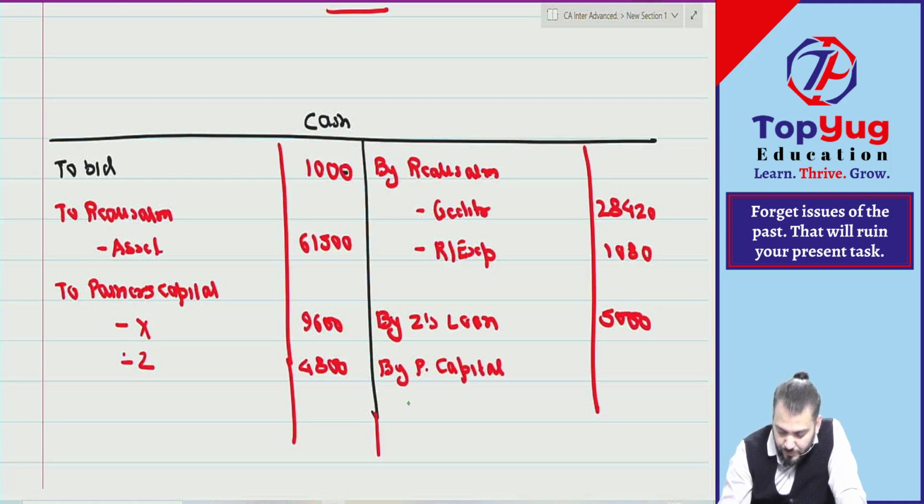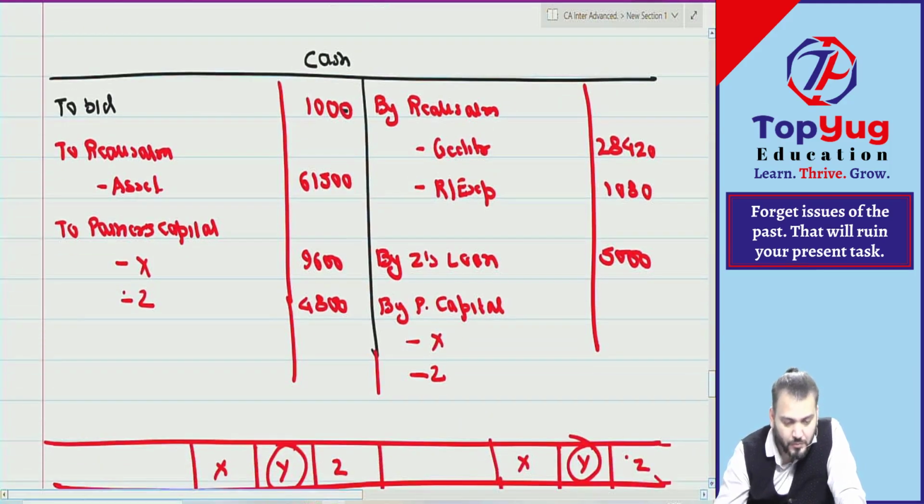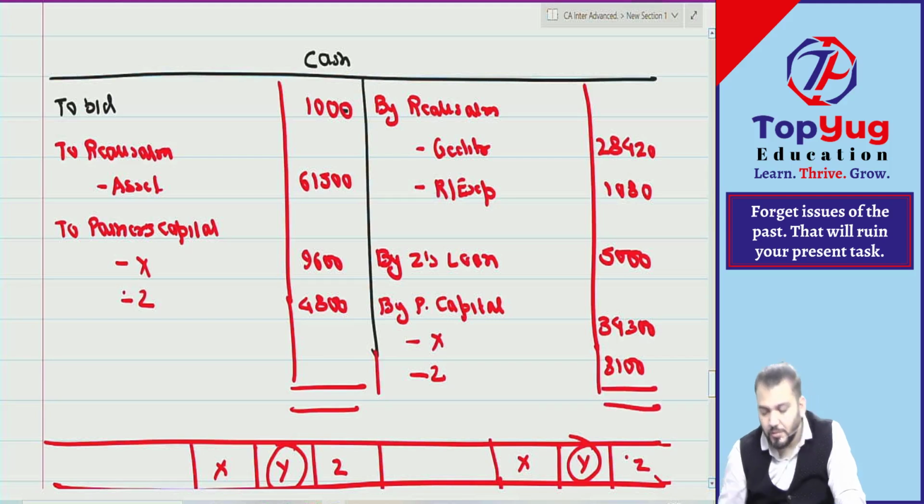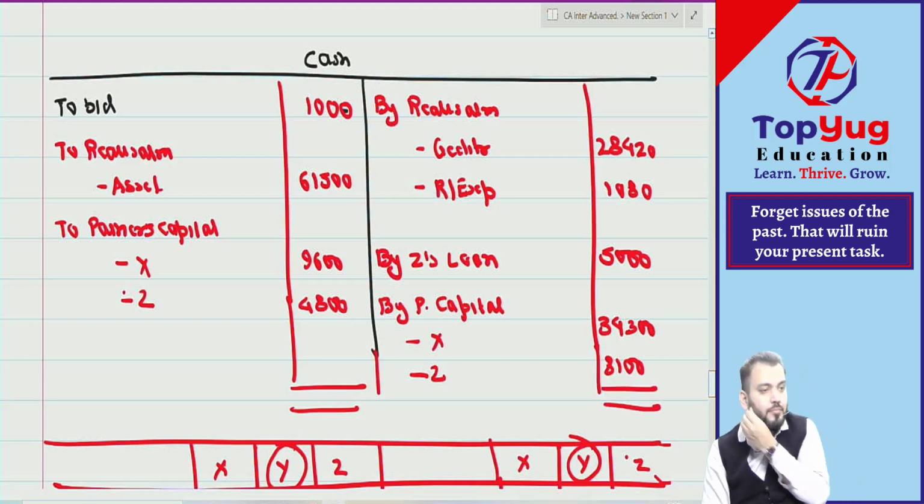Done. Just check whether it is tallied or not. Cash account. Both partners are also bringing cash. It will tally. Super easy.